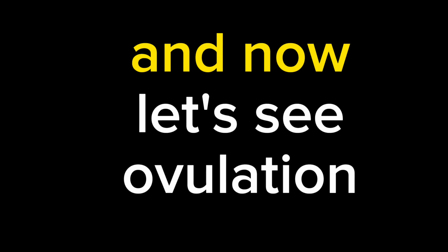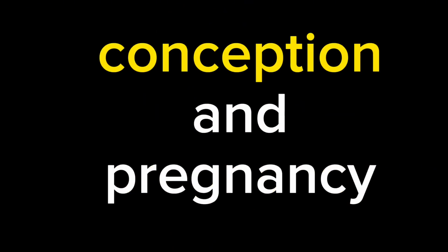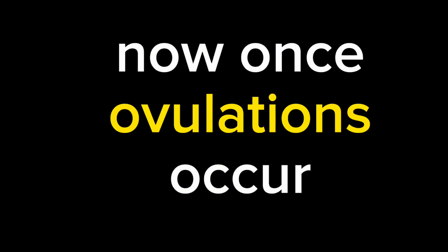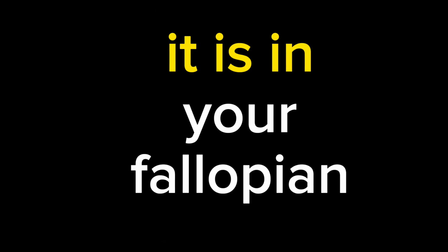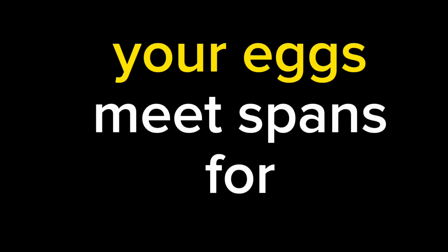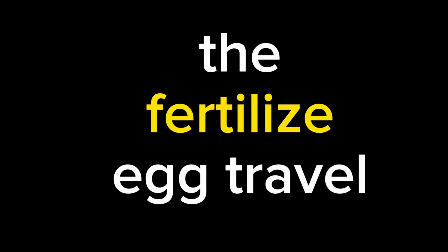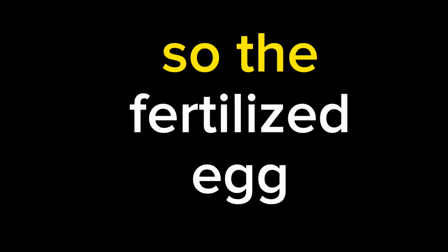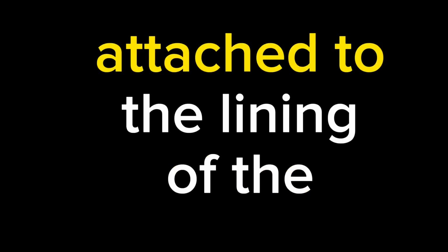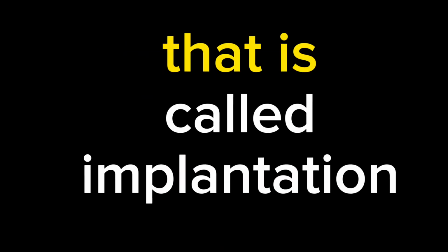And now let's see ovulation, conception, and pregnancy. Once ovulation occurs, your egg travels through your fallopian tube. It is in your fallopian tube that your egg meets sperm for fertilization. If conception occurs, that is sperm fertilizing your egg, the fertilized egg travels down to your uterus after about a week. So the fertilized egg, that is a blastocyst, attaches to the lining of the uterus, and that is called implantation.